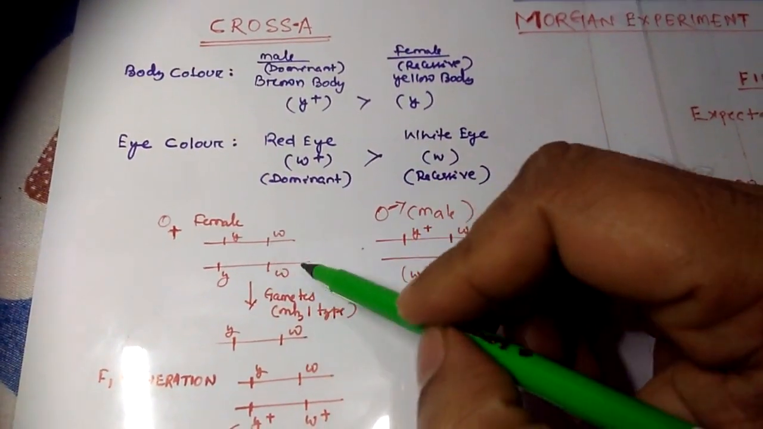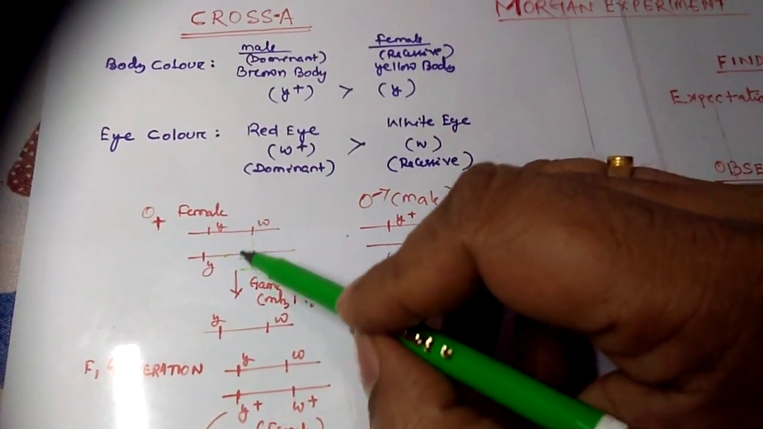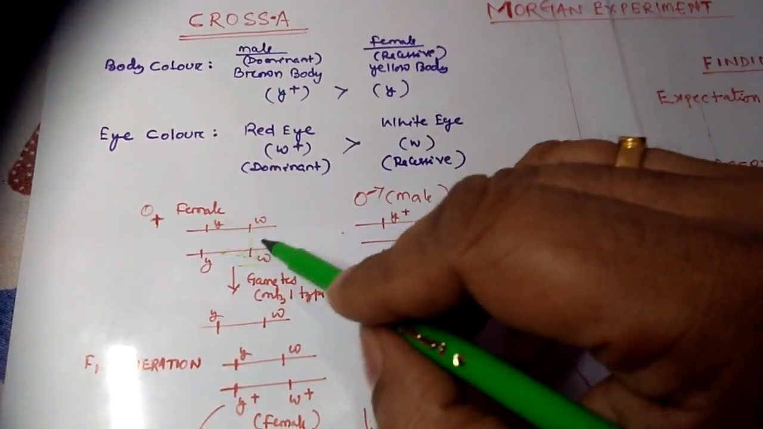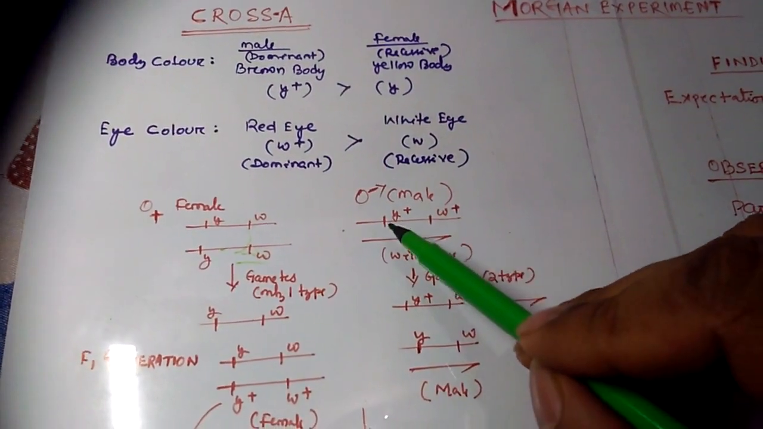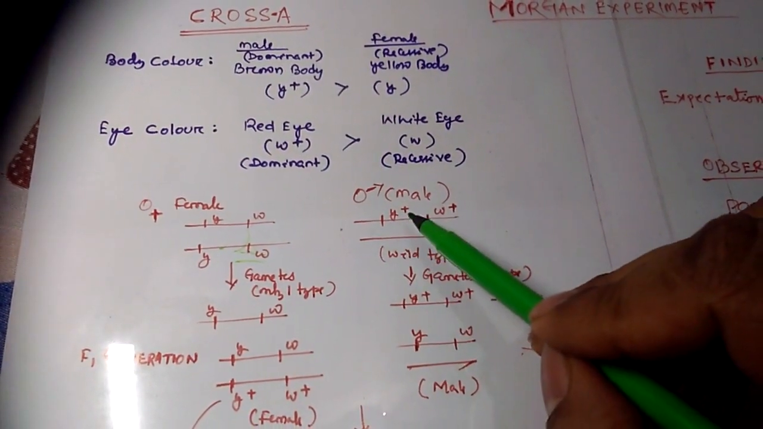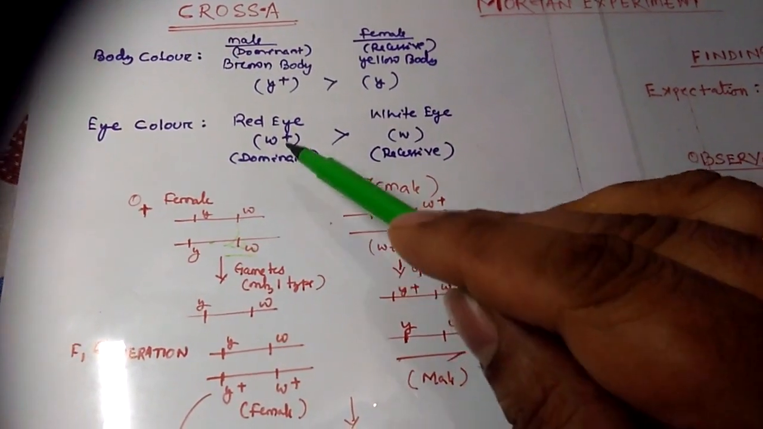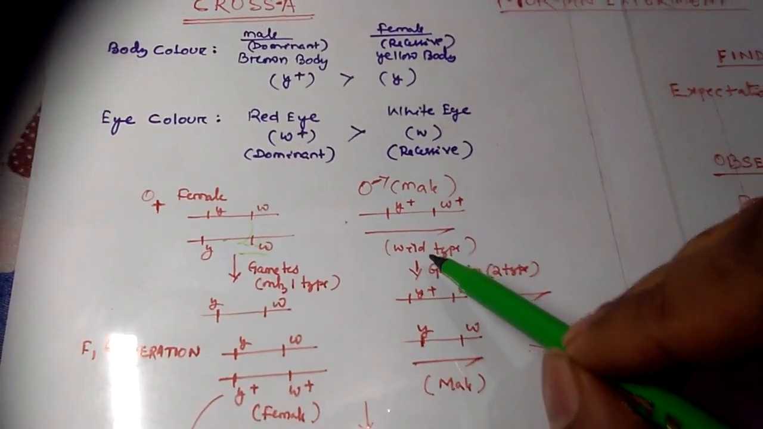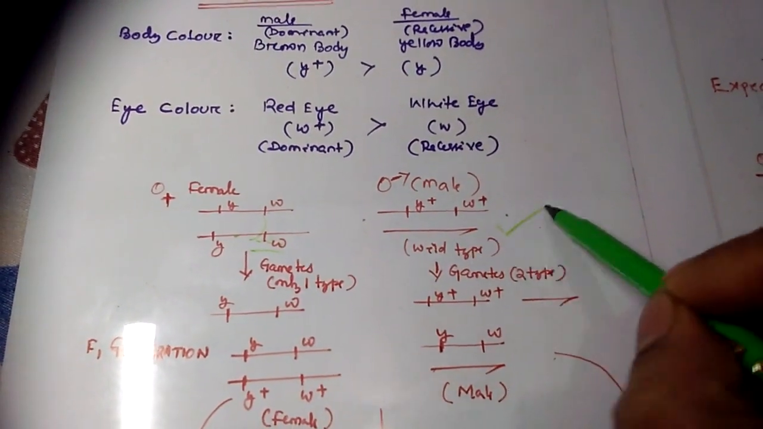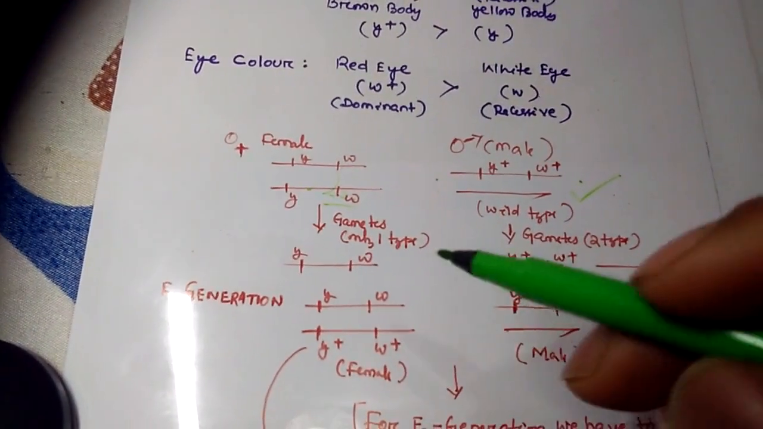Then he has taken the female. You see here, the female is homozygous for both the genes, and it is recessive in nature. The male is homozygous but dominant for both. So Y plus is for brown body and W plus is for red eye. Okay, so this is wild type. In Morgan genetics, we call this the wild type. Now you see here, how many types of gametes it will give.